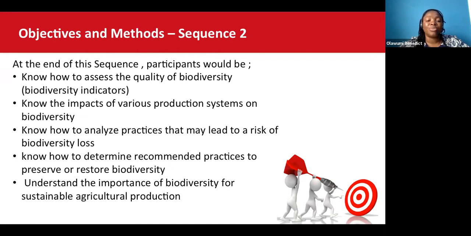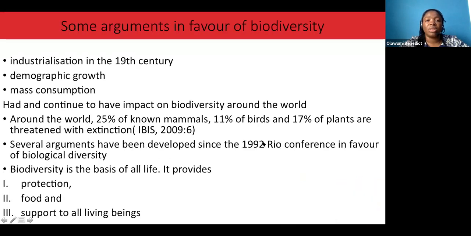We want to analyze practices that may lead to a risk of biodiversity loss, and then know how to determine recommended practices to preserve or restore biodiversity, and we want to understand the importance of biodiversity for sustainable agricultural production. Like I said, we are not going to finish this course today, and we're going to continue on Thursday. So there have been some arguments in favor of biodiversity, which is helping people to now embrace biodiversity.